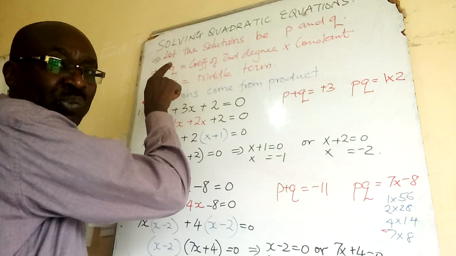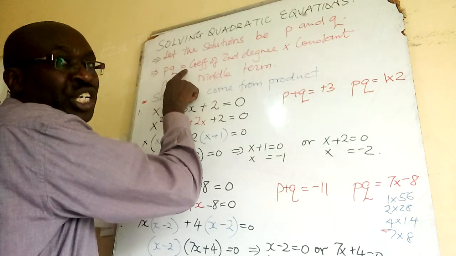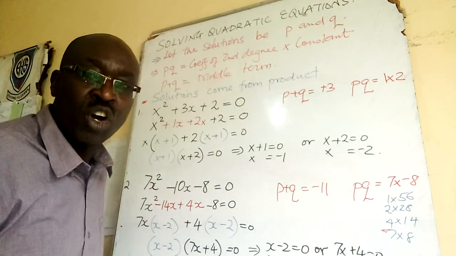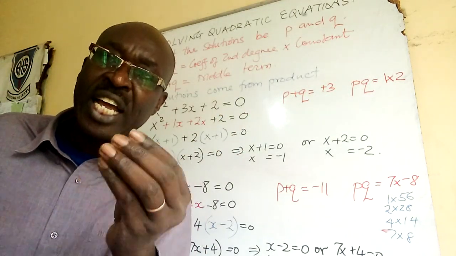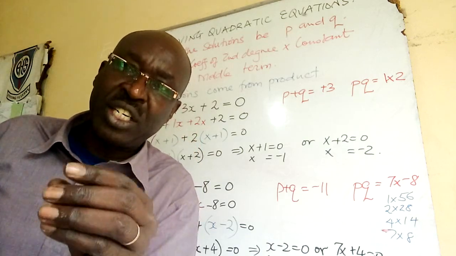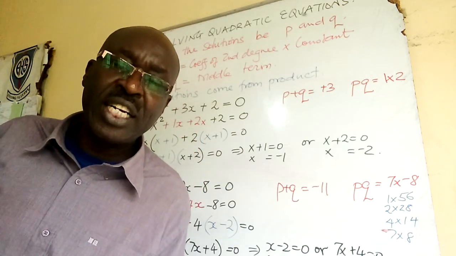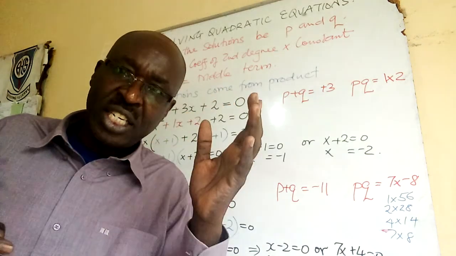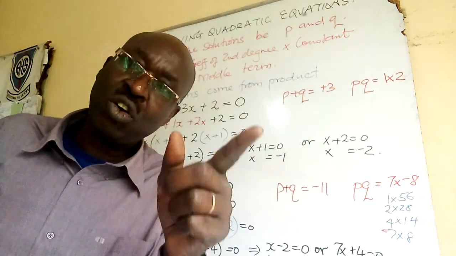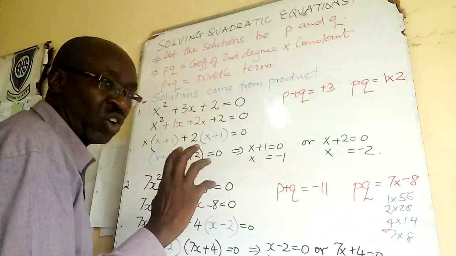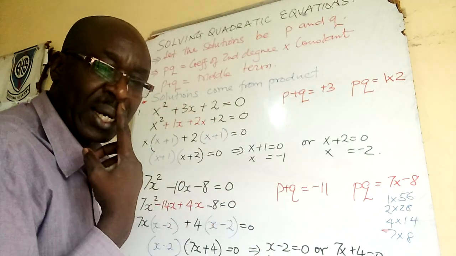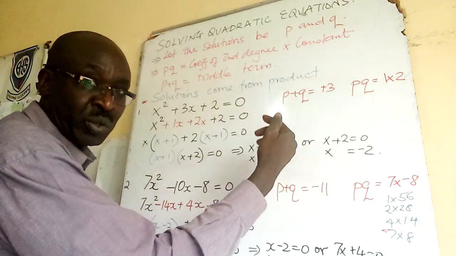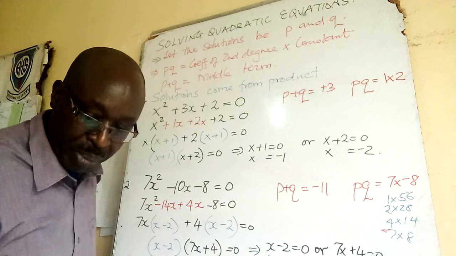P, when multiplied by Q, is equal to coefficient of second degree times constant. Coefficient of second degree is that letter which is raised to power 2. So what is written before it? That is the coefficient. So what is written before it is what we call coefficient. Constant is a number which is not attached to a letter, but we shall see. Then we have P plus Q.